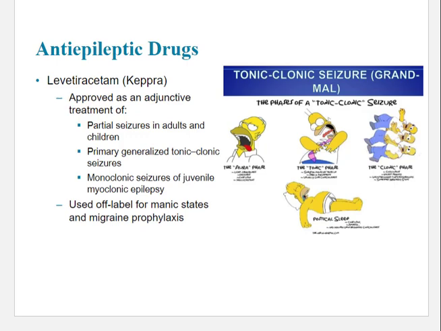It's for tonic-clonic seizures and myoclonic seizures for juveniles. I think this says grand mal, but you know that grand mal seizures, that is your really big one. But the one that's used to treat grand mal seizures is going to be your phenytoin, which is Dilantin.